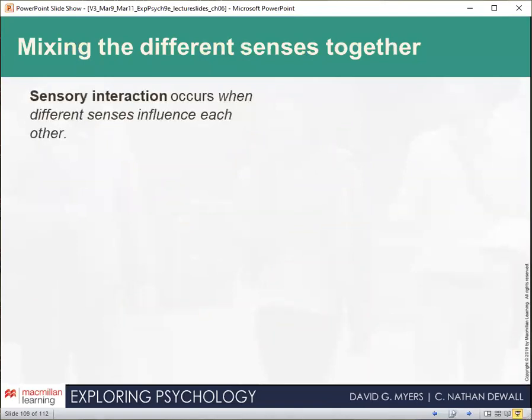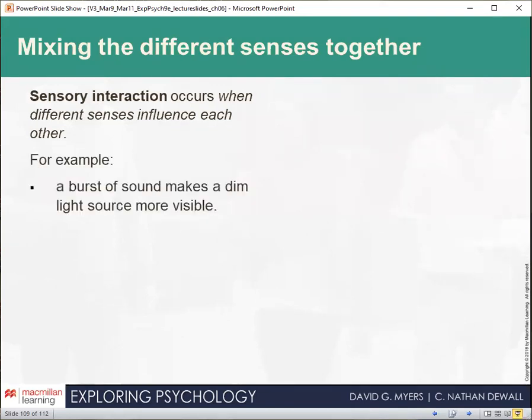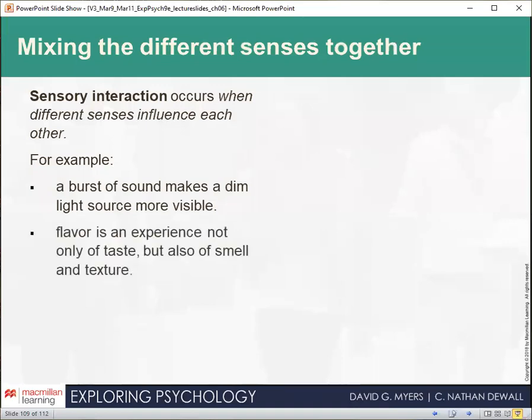So mixing the different senses together, sensory interaction occurs when different senses influence each other. For example, a burst of sound makes a dim light source more visible. Flavor is an experience not only of taste, but also of smell and texture. Let me give you a really quick example.